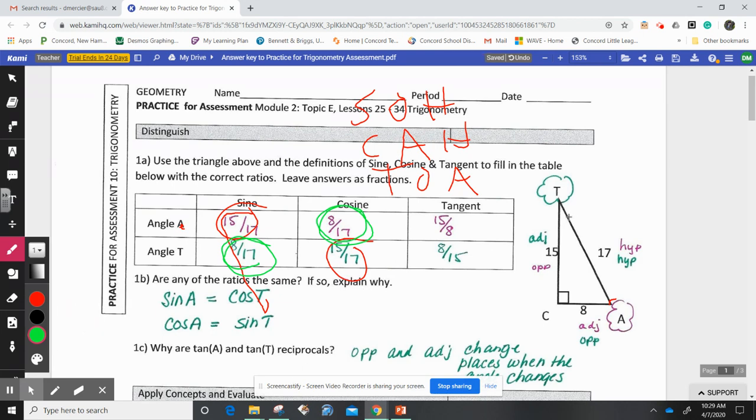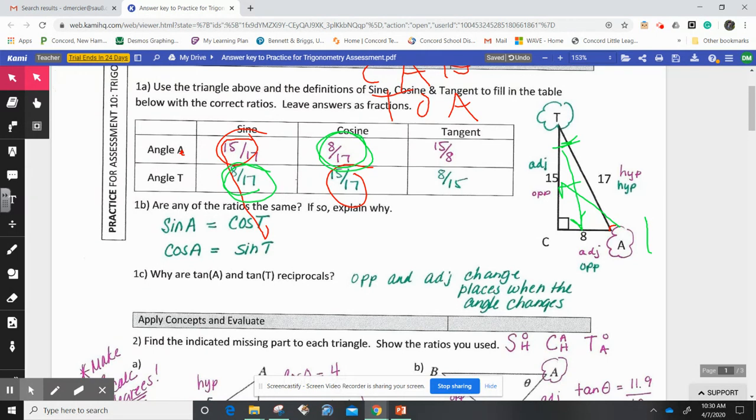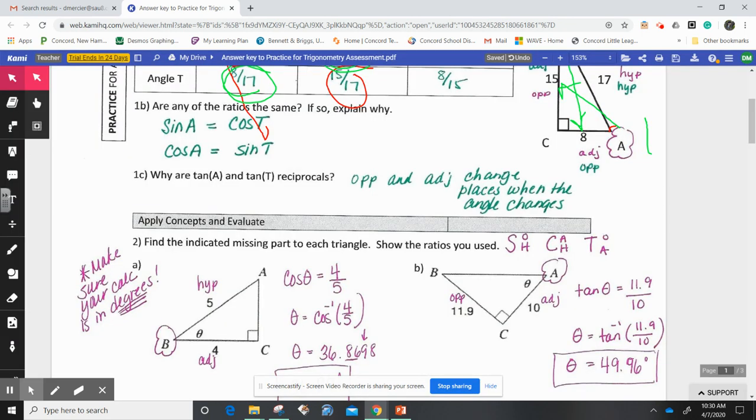So if you think about it, the reason why this is happening is because depending on which acute angle I come from, like this is going to be the opposite, but if I come from this one, this is going to be the opposite. So those are always going to flip-flop, where when I switch from angle A to T, the only thing that's going to change is the 8 and the 15, and those flip-flop right there. Same reasoning for 1C, the opposite and adjacent change places. They're always going to change places because where the angle changes, that's going to flip my opposite and my adjacent. So instead of opposite over adjacent, basically it's going to be the other way. It's just going to be the reciprocal of it.